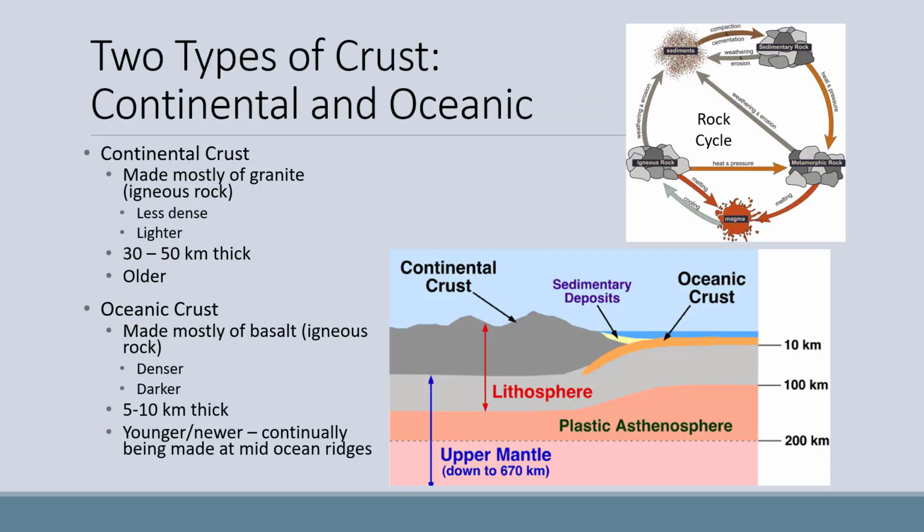There are actually two types of crust, continental and oceanic. First is continental crust, which is made mostly of granite, which is a type of igneous rock. It is less dense and lighter, which causes it to be thicker and to float on top of oceanic crust when the two meet. It is about 30 to 50 kilometers thick. It is also older than oceanic crust because it doesn't get subducted and recycled like oceanic crust does. That is a reference to the rock cycle, which you may have learned about in school before.